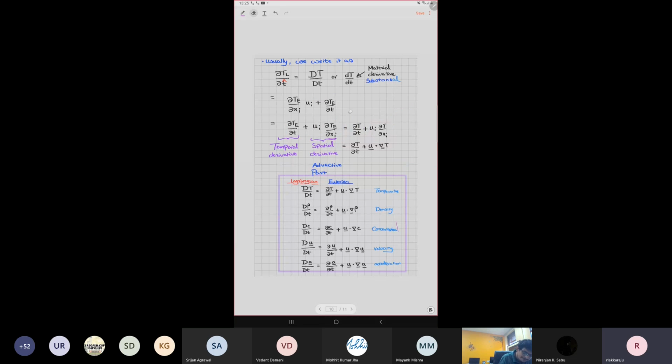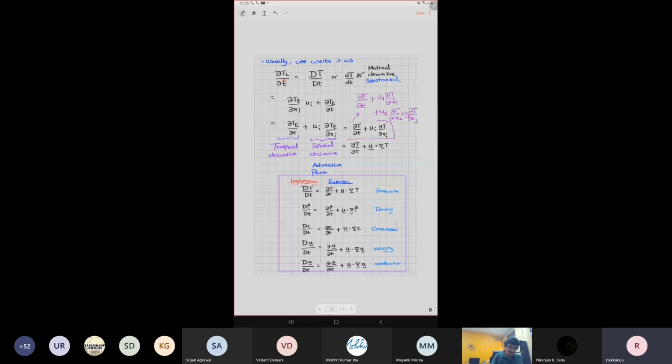Let us write it expanded. If I expand, as we learned in the earlier class with index notation, u1 del T by del X1 plus u2 del T by del X2 plus u3 del T by del X3. The meaning of this entire term is this one, where u1 is the x component, u2 is the y component, u3 is the z component of velocities. T is any property like density, temperature, concentration, velocity, acceleration, any kind of thing.